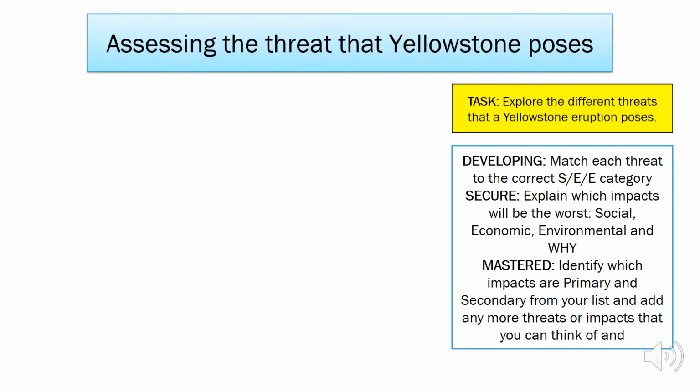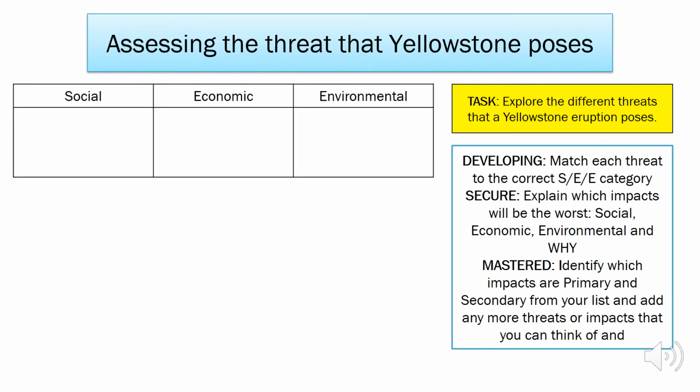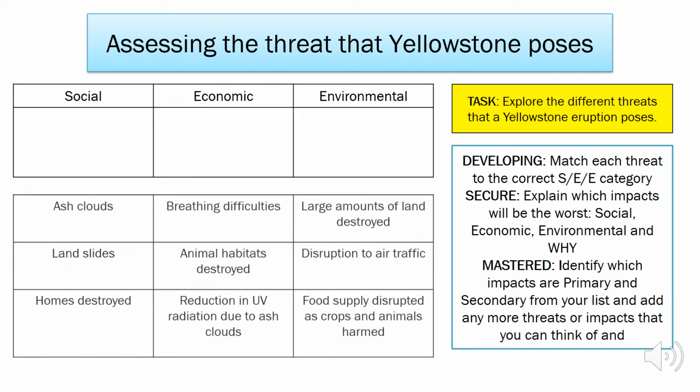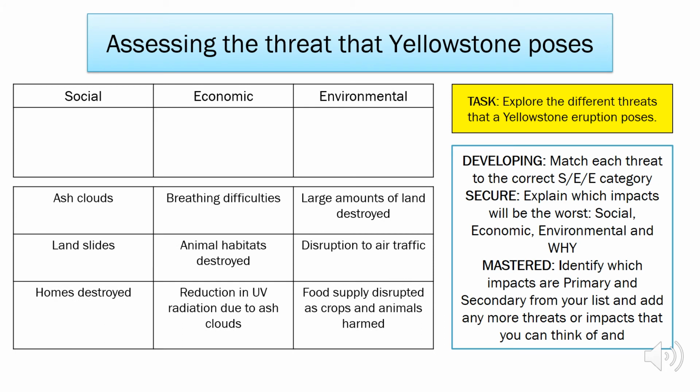The final part of your learning journey is to assess the threats that Yellowstone poses. You are going to fill in this table looking at social, economic and environmental effects with information here. If you're working at development level, you will match each threat in the bottom table to the correct social, economic or environmental category. If you're working at secure level, you will explain which impacts will be the worst.